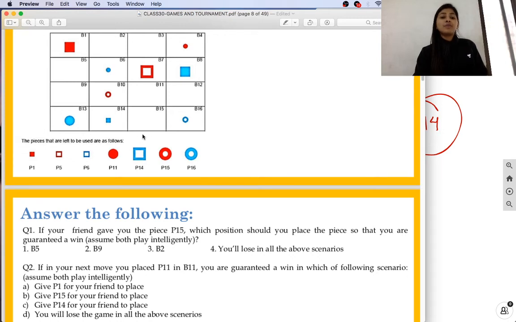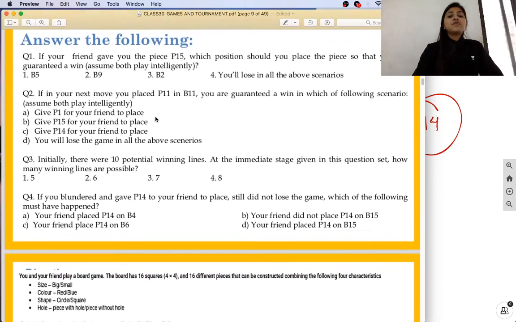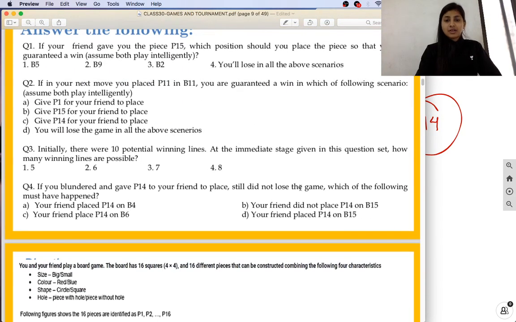So if I gave P14 to my friend, I would have lost if he had placed P14 in B15, right? Then all the pieces in that line would have been blue pieces and he would have won. But if I still did not lose the game, it means my friend did not place the piece on B15. This is what happened. Option B is the correct answer. All right.